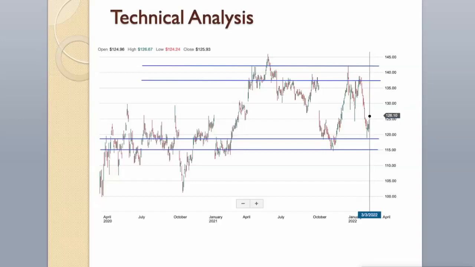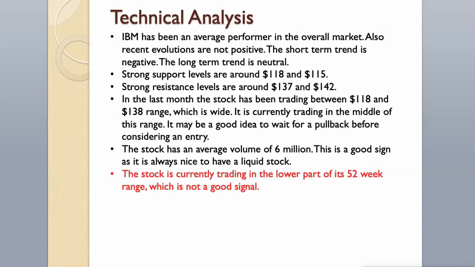In the last month the stock has been trading between $118 and $138 range, which is wide. It is currently trading in the middle of this range. It may be a good idea to wait for a pullback before considering an entry. The stock has an average volume of 6 million. This is a good sign as it is always nice to have a liquid stock. The stock is currently trading in the lower part of its 52-week range, which is not a good signal.